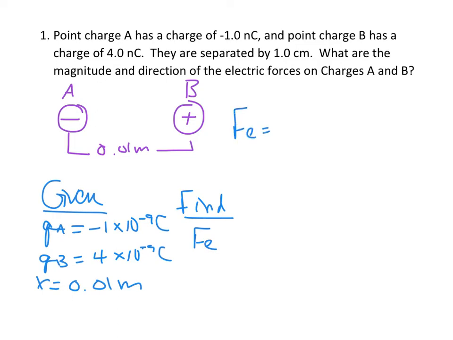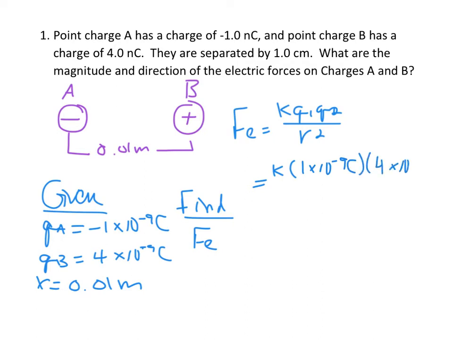So Coulomb's law, Fe equals K Q1 Q2 over R squared. So this equals K. You're not going to see me write out 9E9 because, again, I did store that in my calculator. So this is K. And again, be careful here. We're just using the magnitude, not the sign, just the magnitude of the charge. So this would be K, 1 times 10 to the negative 9th coulombs, times 4 times 10 to the negative 9th coulombs, over 0.01 meters squared.